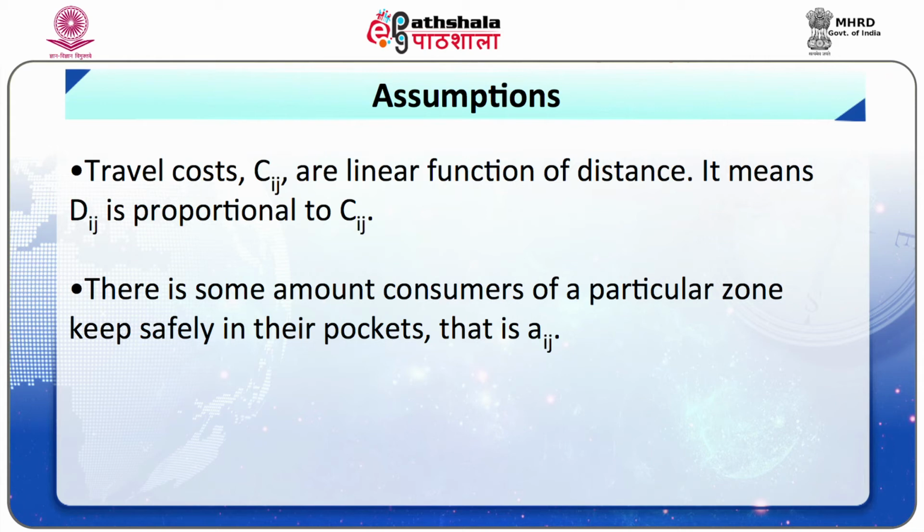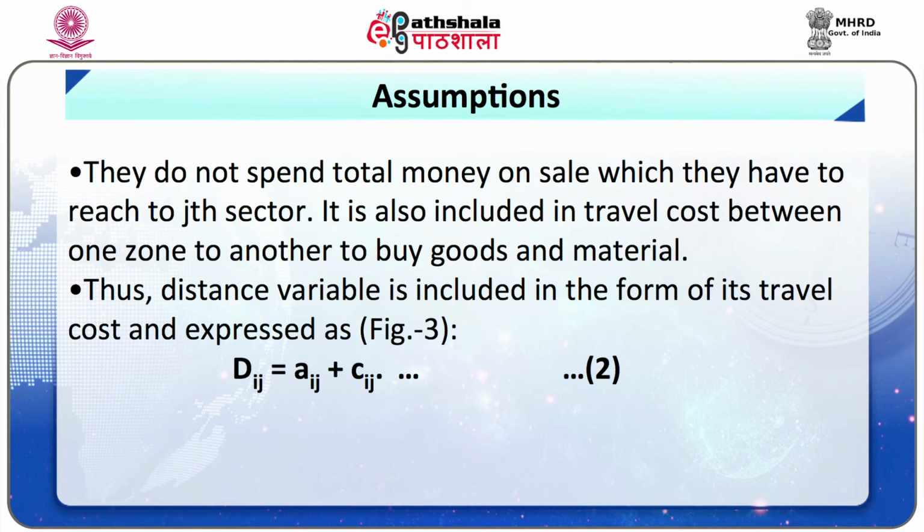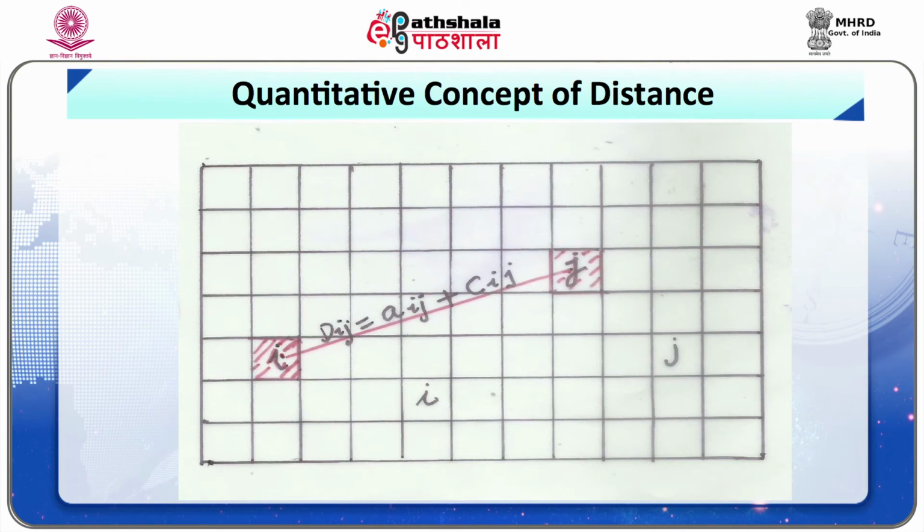Number 3, there is some amount consumers of a particular zone keep for safety in their pockets, that is Aij. They do not spend total money on sale which they have to reach to the jth sector. It is also included in travel cost between one zone to another to buy goods and material. Thus, the distance variable is included in the form of its travel cost and expressed as Dij is equal to Aij plus Cij. This is equation 2. Figure 3 shows the quantitative concept of distance.